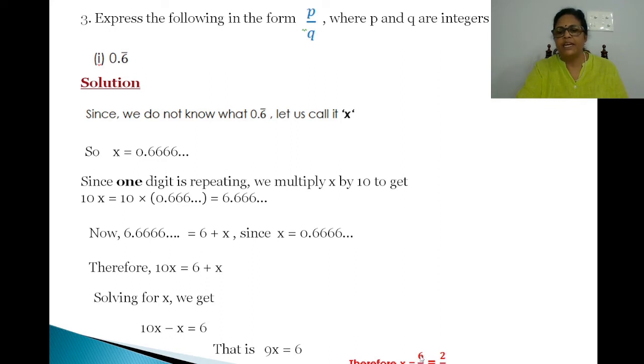Now 6 and 9 both are divisible by 3. 6 divided by 3 is 2. 9 divided by 3 is 3. So 2 by 3 is the p by q form of 0.6 bar.